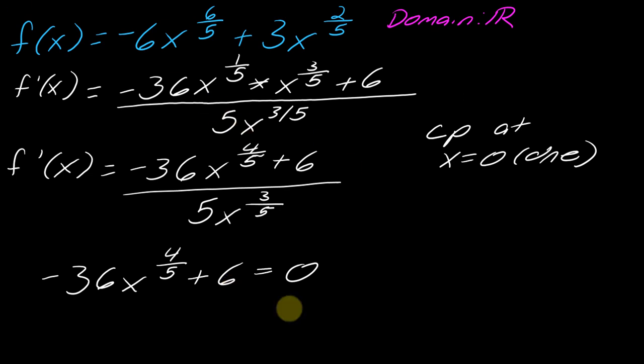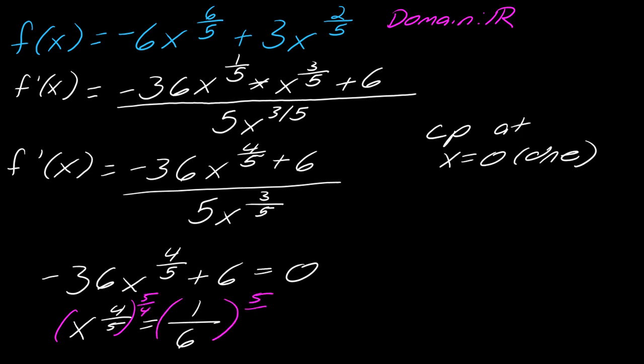Okay, so there's actually a lot of algebra baked into this step here. So I want to show you all the different ways that this can work itself out. So let's say, first of all, this is going to be x to the 4/5. This will simplify to 1/6. Okay, so to get x by itself, I want to take each side to the 5/4.